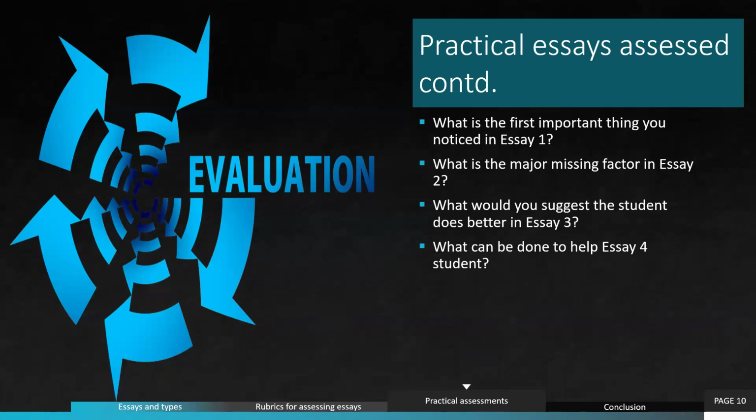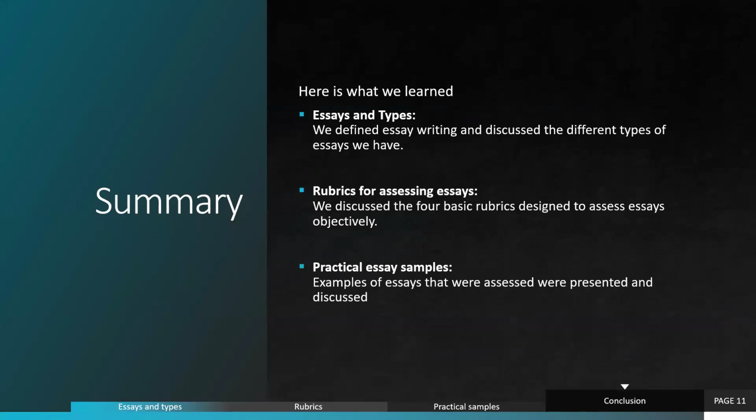So now let's look at the summary. What have we learned from all that we have seen? Here is what we learned. Essays and types. We defined essay writing and discussed the different types of essays we have. We also discussed rubrics for assessing essays, and we discussed the 4 basic rubrics designed to assess essays objectively.